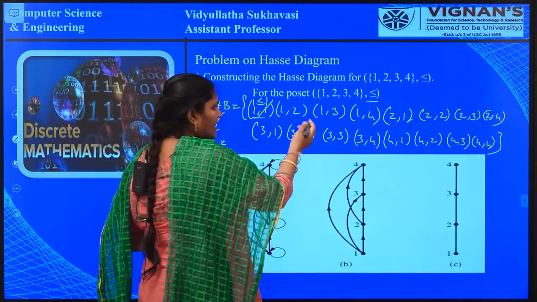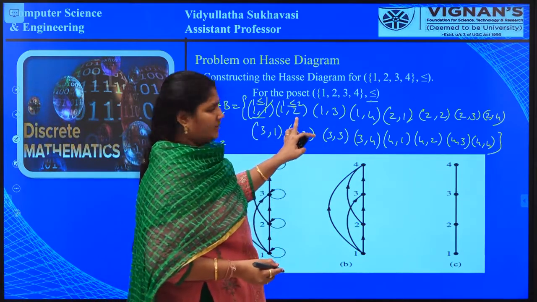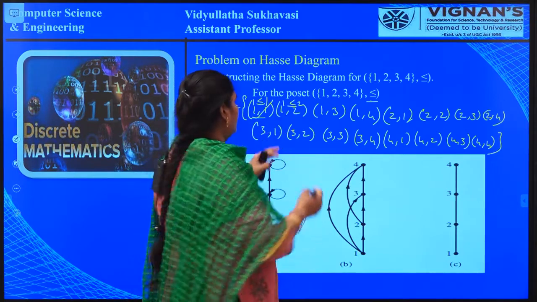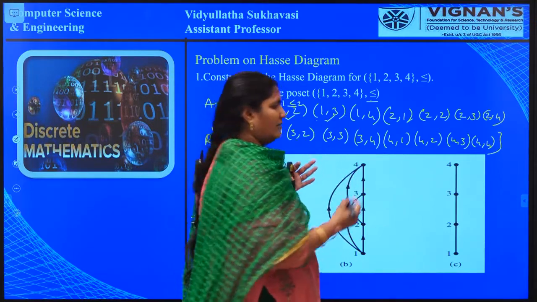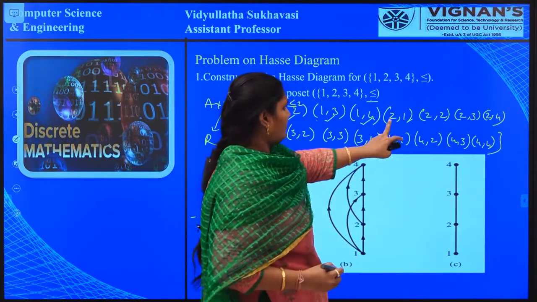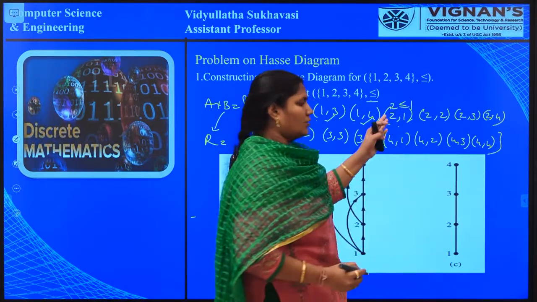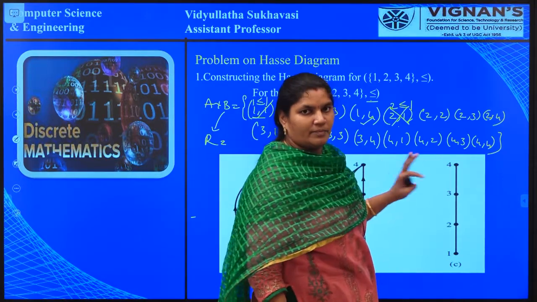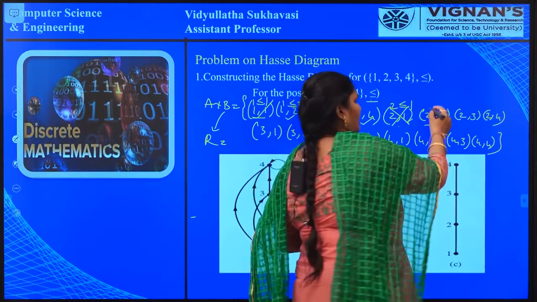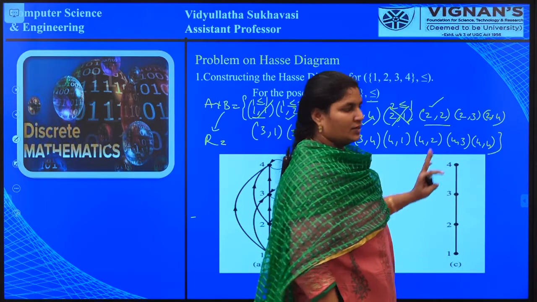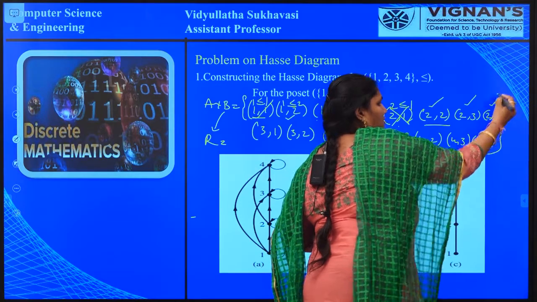Next 1, 2, that is 1 less than or equal to 2, this is satisfied, 1 is less than 2 only, so this ordered pair will be present. Next 1, 3, since the condition is satisfied, 1, 3 will be there, 1, 4 will be there. Now 2, 1, that means 2 less than or equal to 1. 2 is not less than 1, so 2, 1 will not be there in the relation R. Next 2, 2, since it is equal, it will be present. 2, 3, 2 is less than 3 only, so this will be present. Next 2, 4 is also satisfied.